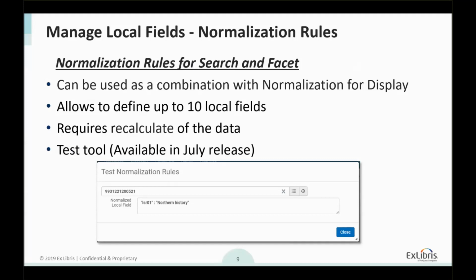You have to know that once you create a normalization rule for search and facet, it requires a recalculation of the data. So when you create the normalization rule and you are happy with the results from the test tool, I will show you, you have to create a case for our support in order to recalculate the data. After the recalculation is completed, this local field will be available in the interface.